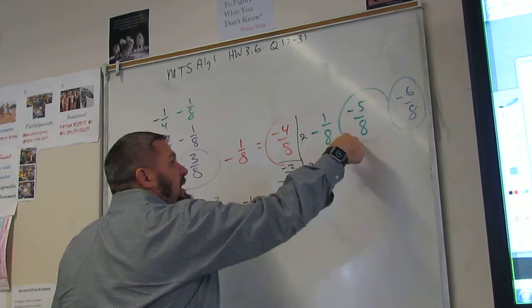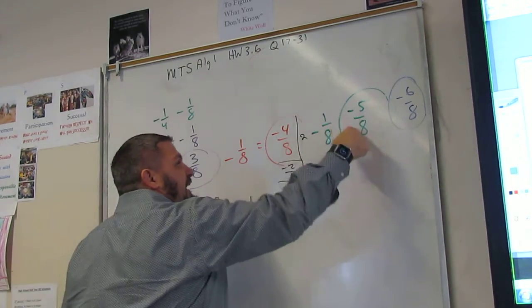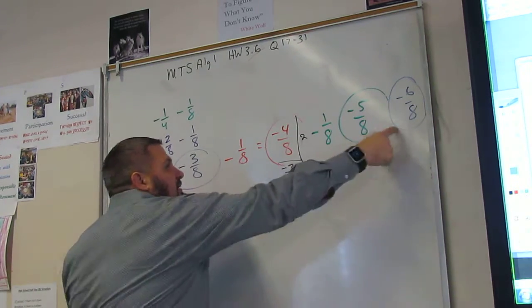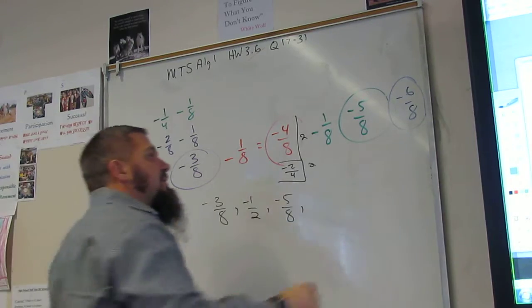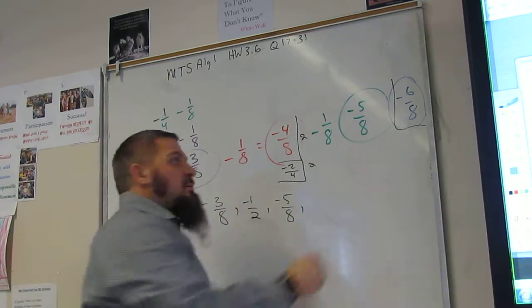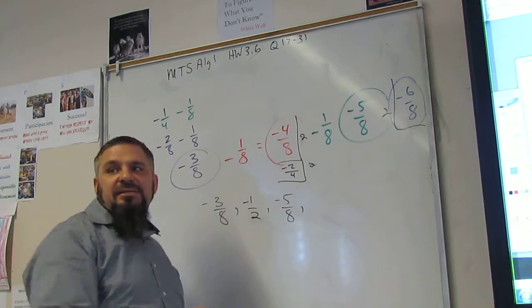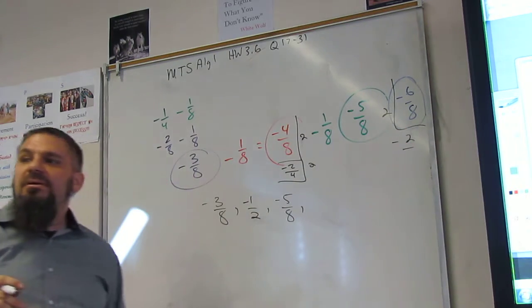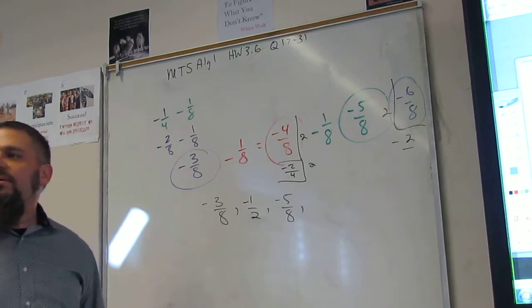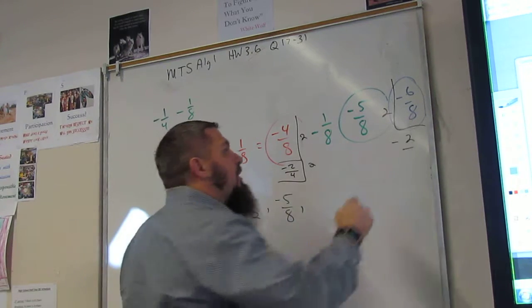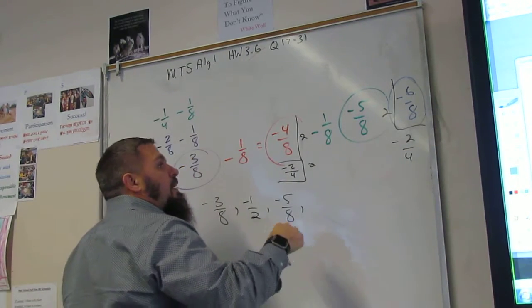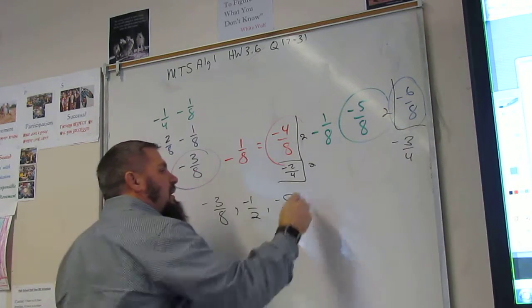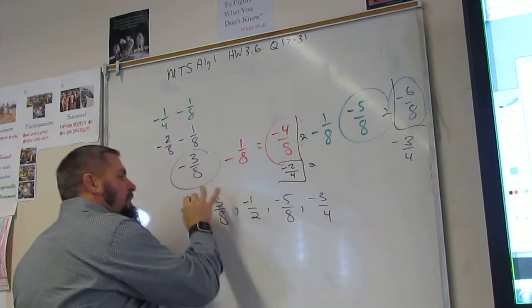Then this one, does anything go into 5 and 8? No. Minus 5/8. And then this one. What goes into 6 and 8? 2. How many times does 2 go into 6? 3. How many times does 2 go into 8? 4. Good. So minus 3/4.